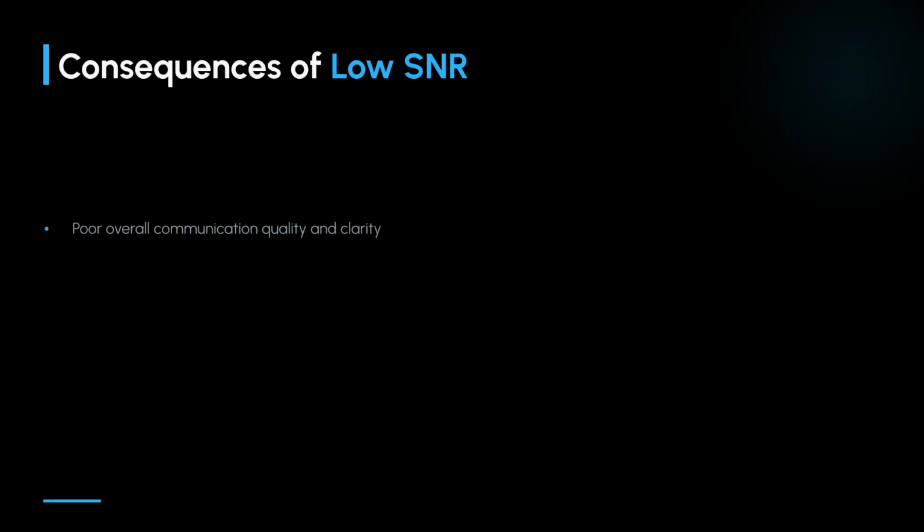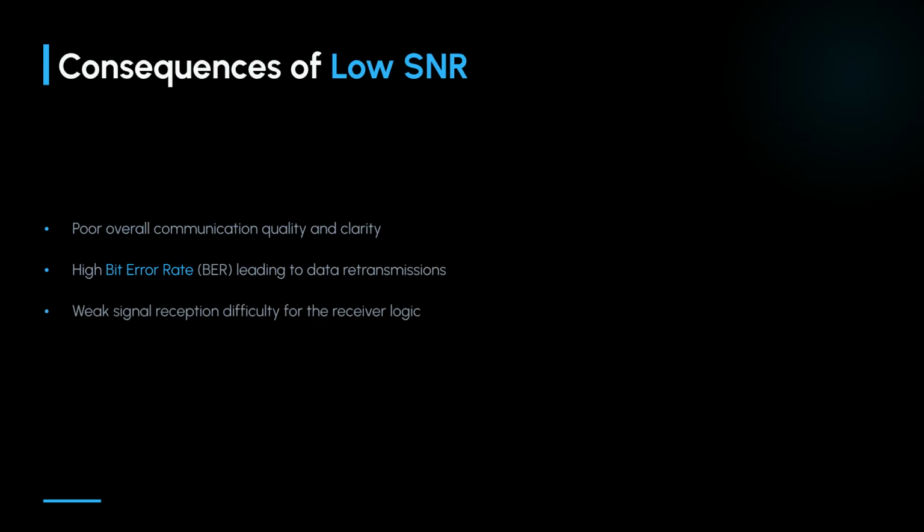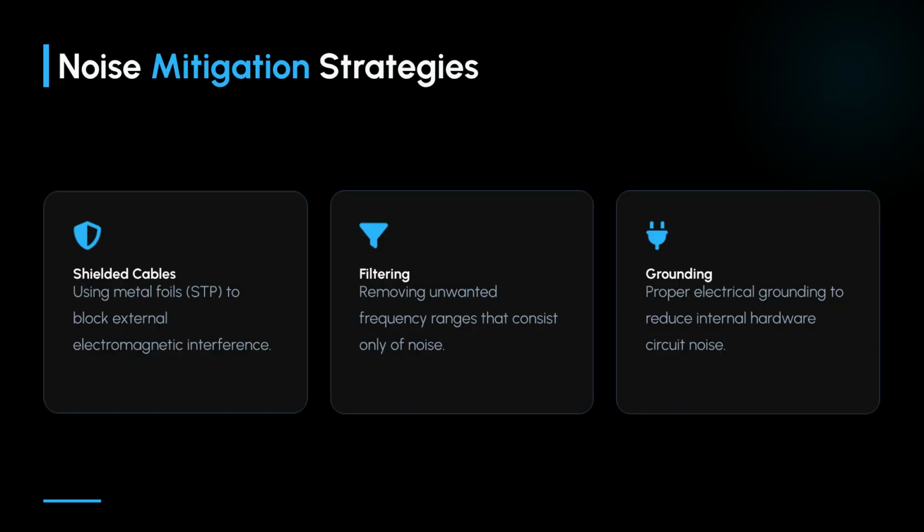Low SNR leads to poor communication quality, a high bit error rate requiring frequent data retransmissions, difficulty in signal reception, and reduced achievable data rates. Strategies for noise mitigation include using shielded cables to block external interference, filtering to remove noise-only frequency ranges, and proper grounding to reduce internal hardware circuit noise.